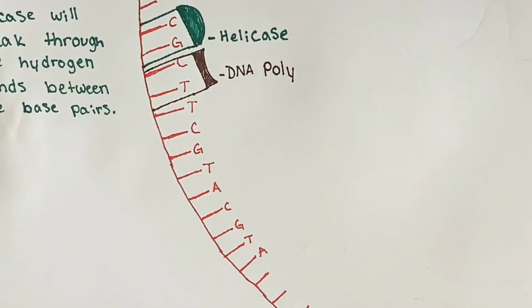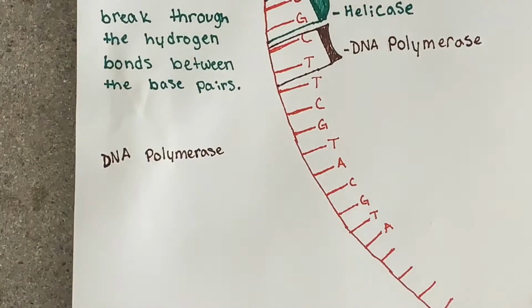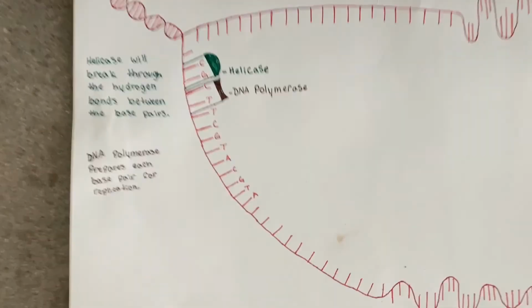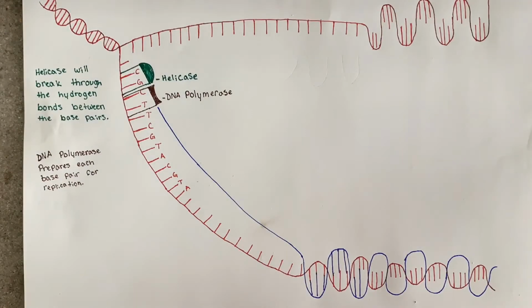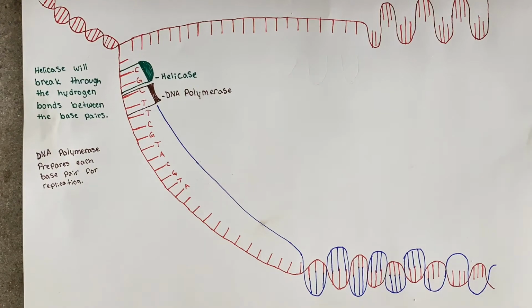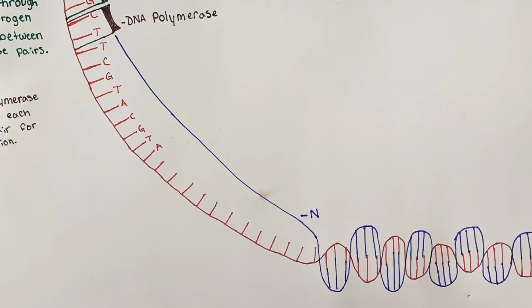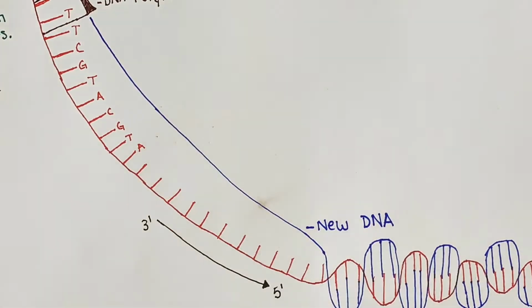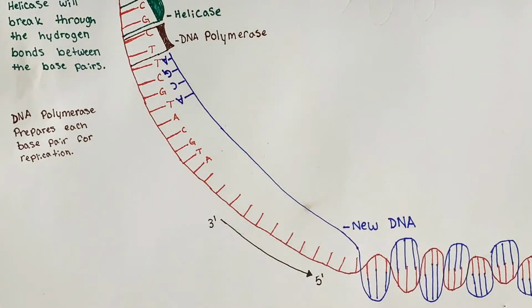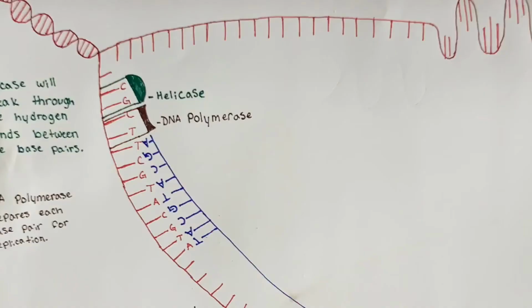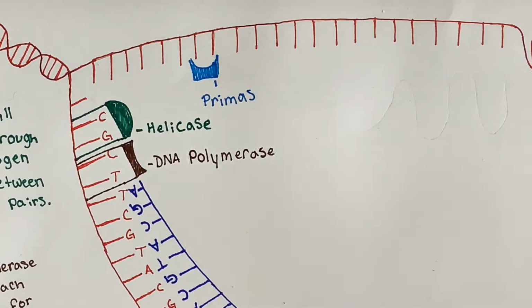Then comes the DNA polymerase, building the new strand in the 5' to 3' direction. This means it moves along the old template strand in the 3' to 5' direction. When the DNA polymerase is building the new strand, the bases pair together with hydrogen bonds. The base adenine pairs with the base thymine, and the base cytosine pairs with the base guanine.